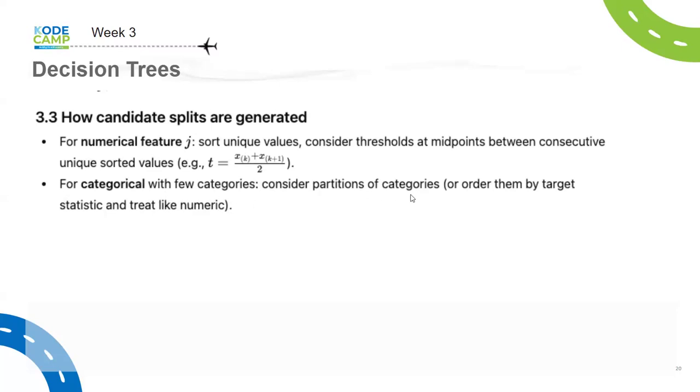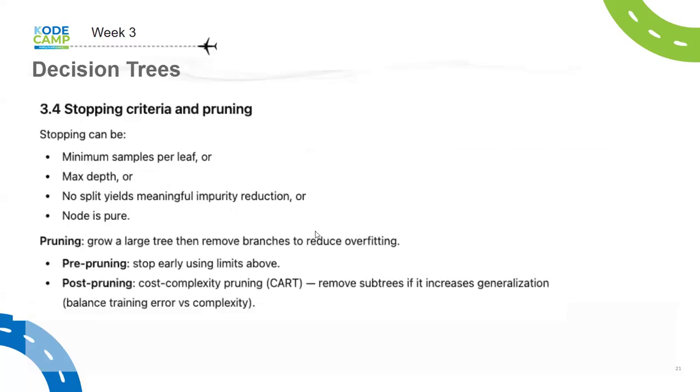But for categorical, you can partition the categories if there are few, or order them by target statistics and treat them like numeric. Then stopping criteria and pruning. Stopping can be minimum samples per leaf, or maximum depth, or number of splits. So we have pruning. If the tree is getting too large, you can drop off some of the branches, especially the branches that are not very meaningful. And there's also an algorithm to decide what branch to prune off or not.